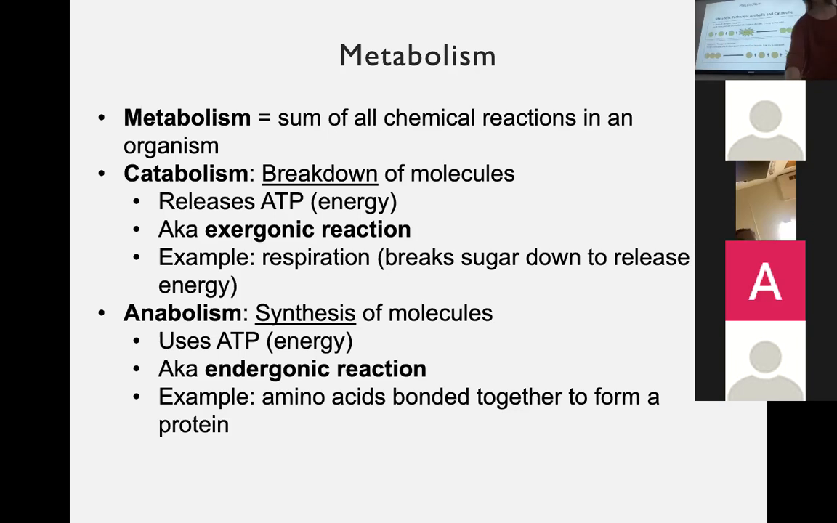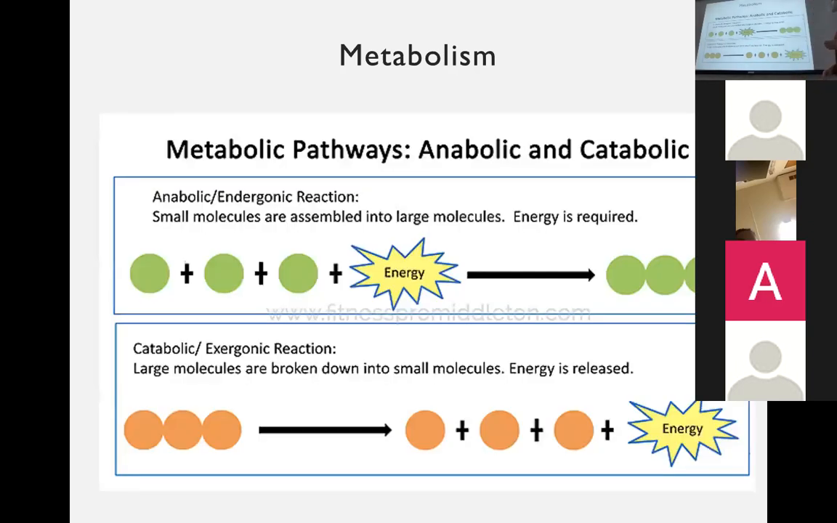Yes, and a nice diagram to kind of illustrate this, the anabolic and catabolic pathways. So if we're building a bigger molecule, so we have 3 small circles that we want to put together, we need energy to smash those together and build the bigger molecule at the end. Energy is required. That is an anabolic or endergonic reaction. Is that your ATP, your energy? Yeah, that would be ATP. Yep, exactly.